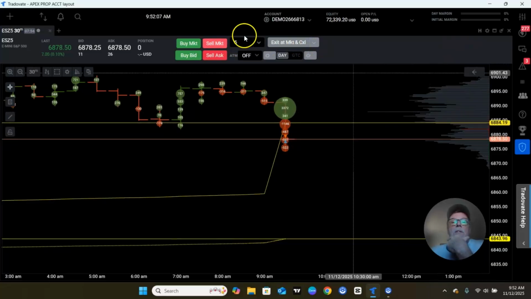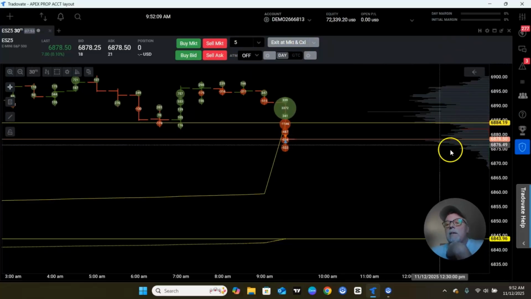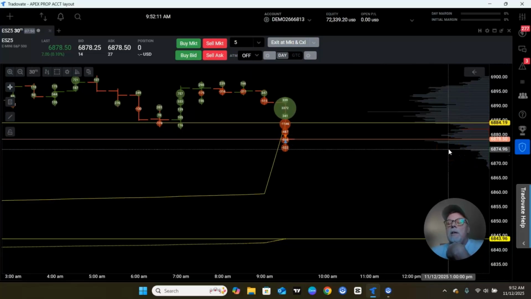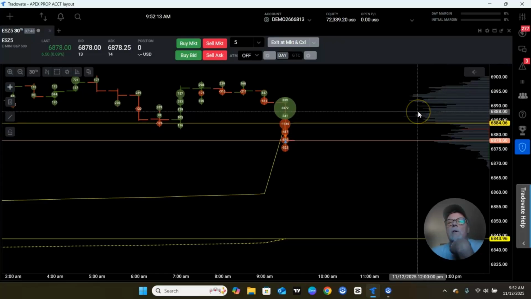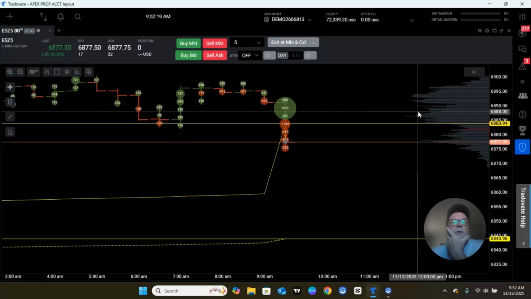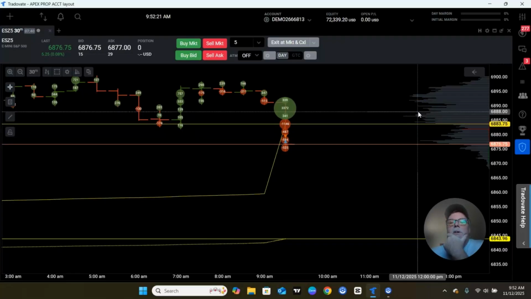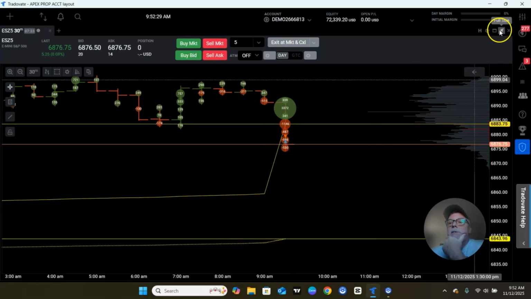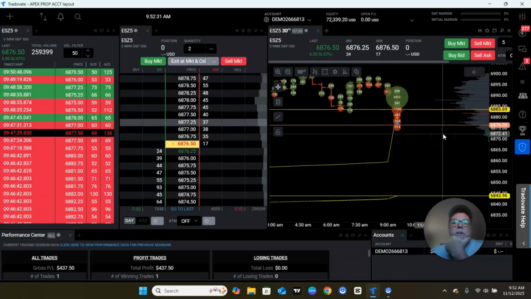If I had not been sitting here on 5 contracts, I may have put a stop in here and let it go back to the point of control. If we were just sitting on 1 contract, or 2 contracts, I may have done that, but I like to get in fast, get out fast, and make the money. So there you go.